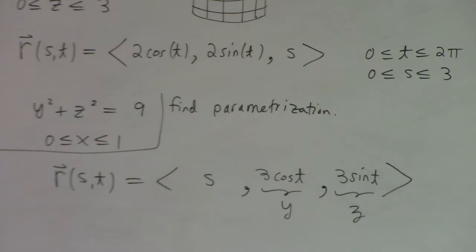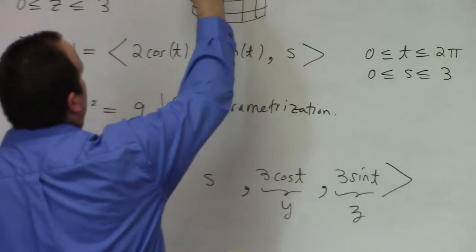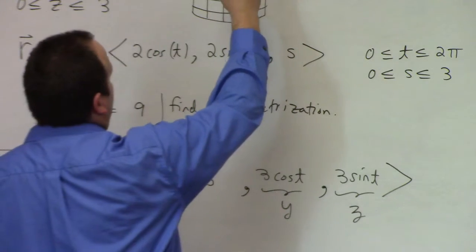We can do a little bit more with these examples. What if you don't want the whole cylinder? What if you just want half of the cylinder? How would you get just half of it? Yeah? So it will limit the values which t can take.